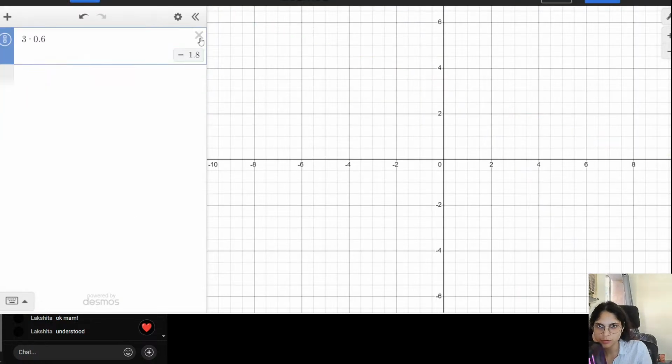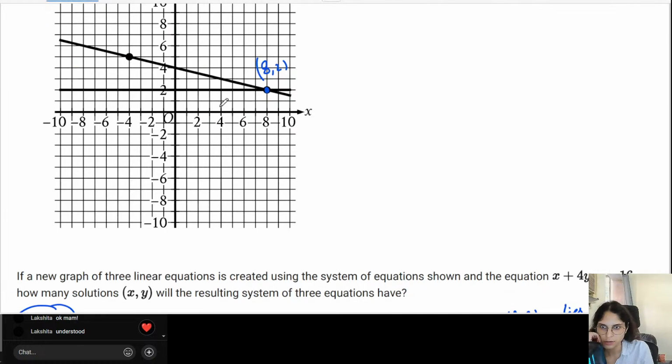Or you can also use Desmos. Y is equal to 2 is a first line. Second one, your intercept is 4. And then you're going 1 down, 3 to the right, so negative 1/3 x plus 4.